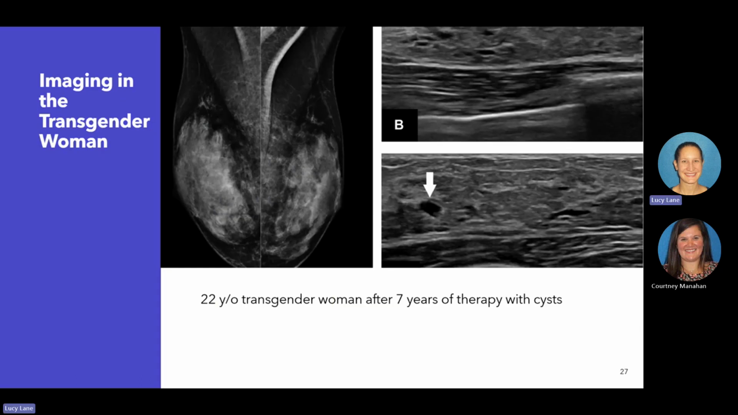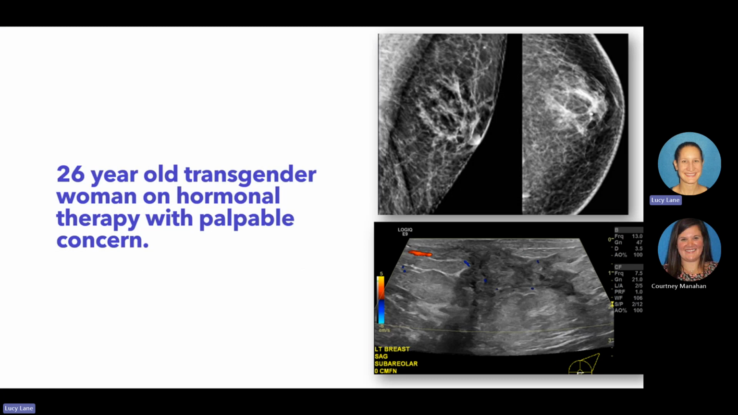And this is an example of a 22-year-old transgender woman after 7 years of hormonal therapy who has very dense tissue and some cysts. And the cyst is this oval object here that's very dark. That's what fluid looks like on ultrasound. And then this is a 26-year-old transgender woman on hormonal therapy with a palpable concern. And this is the normal expected appearance of what we call flame shaped tissue behind the nipple at the very beginning of hormonal therapy.